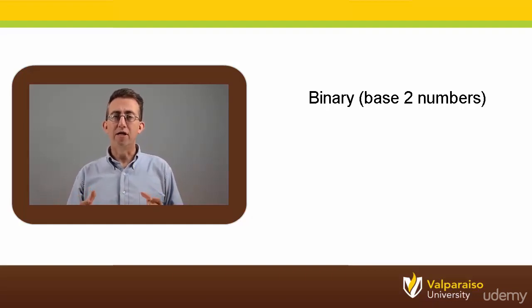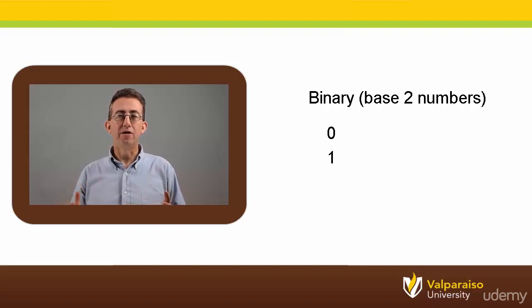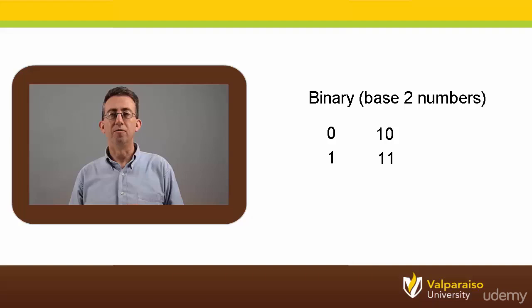If we want to count up to decimal 5 in binary, we would start by counting from 0 to 1. Then we run out of digits, and so we put a 1 in front and start over with the other digit 0 to give us 1, 0, which is equal to 2 in decimal. Then we count up to 1, 1, 3 in decimal.